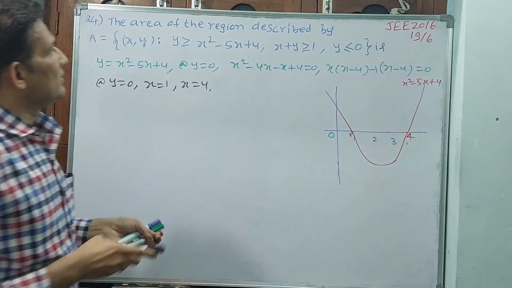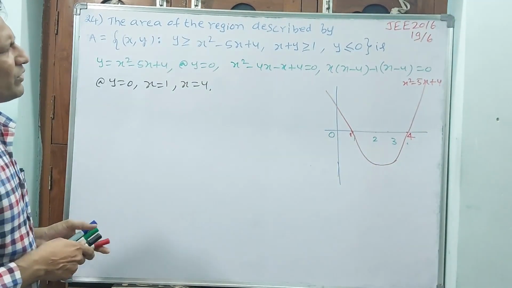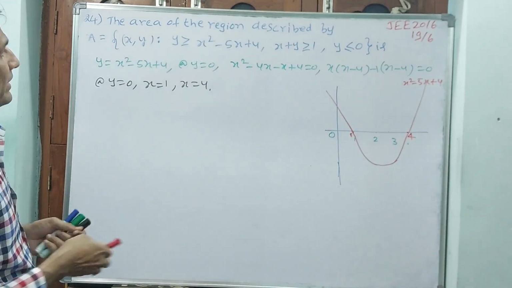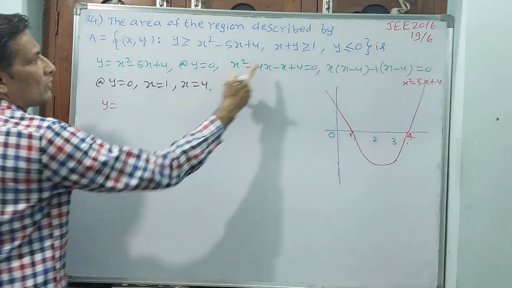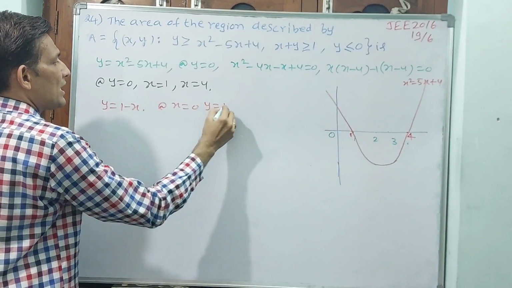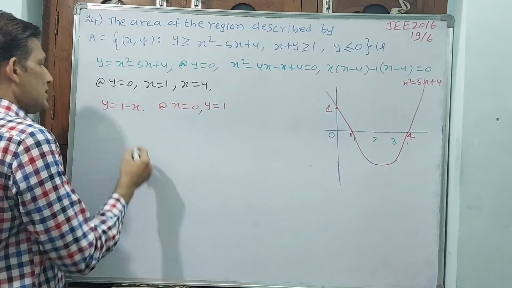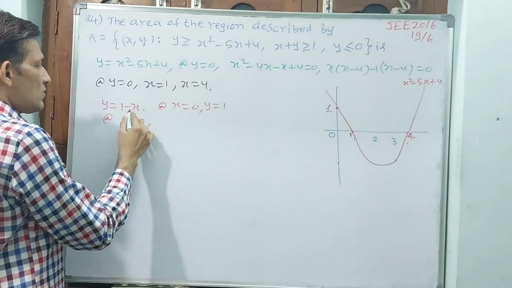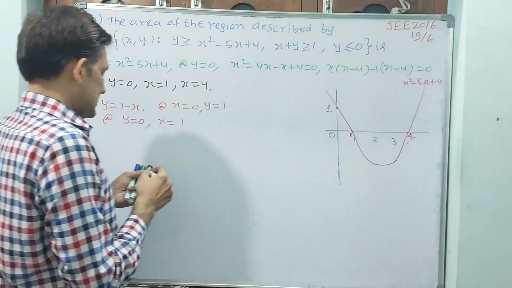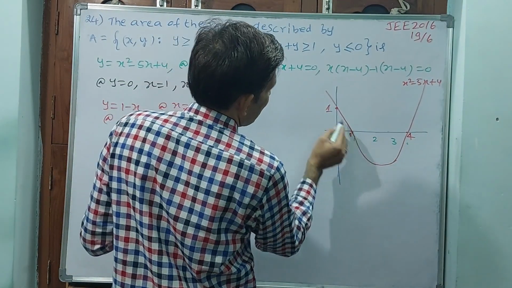Okay, now go for this line also. The line you can draw individually, that is not a problem. Let us see that also. See, y is equal to 1 minus x. At x is equal to 0, y is equal to 1. This is 1. And at y is equal to 0, x is equal to 1. Y is equal to 0, x is equal to 1. That means this line is also touching like this one.